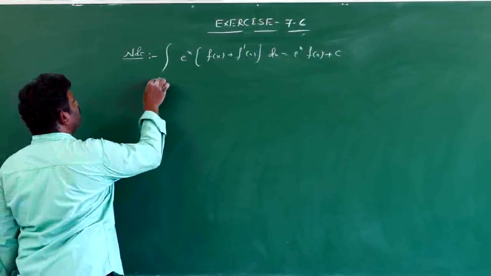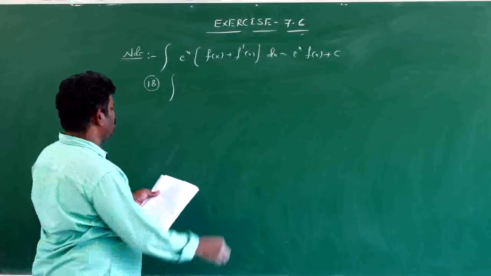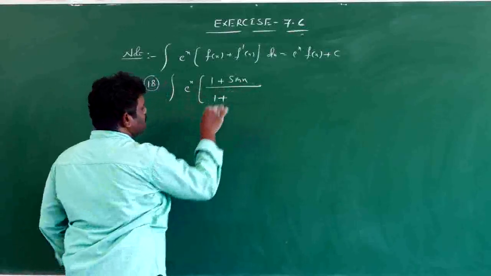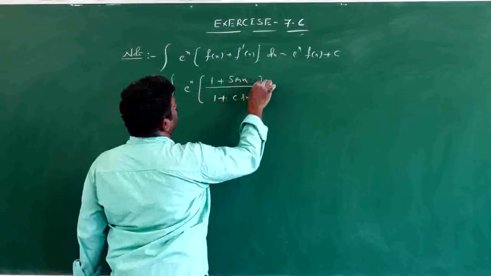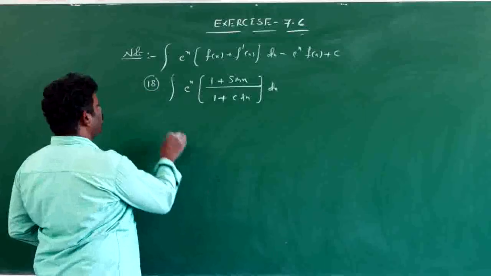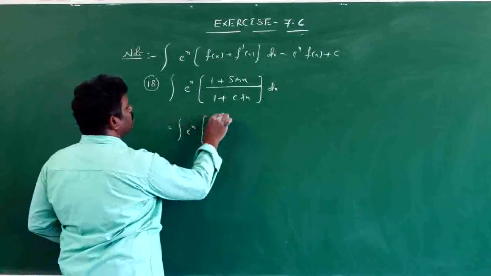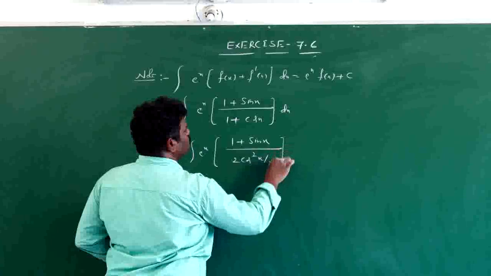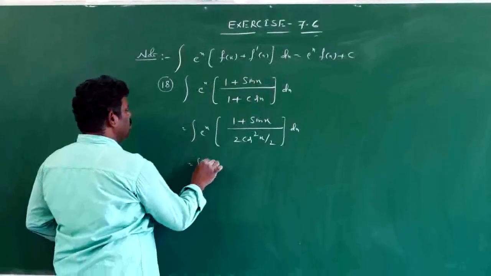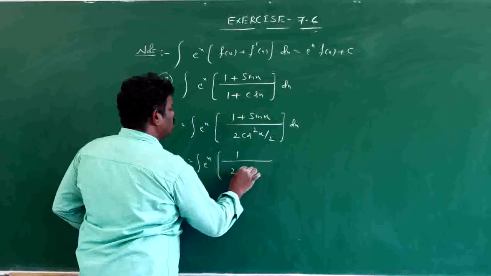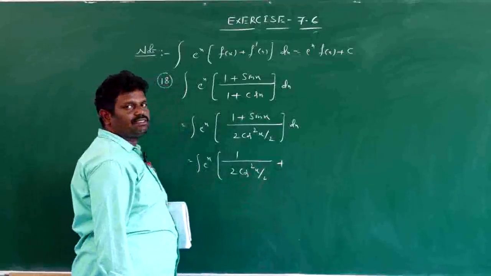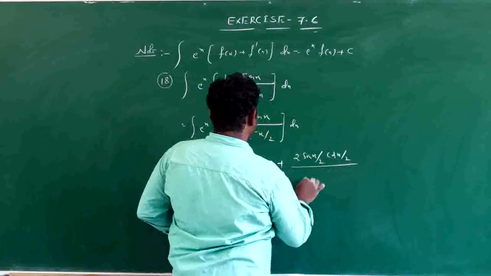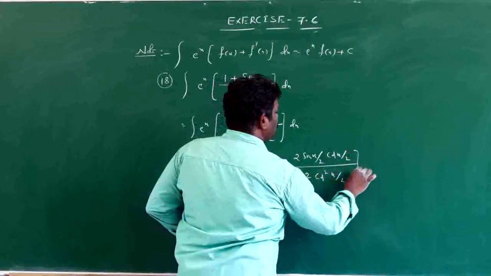The 18th one is important, and it was a previous CET and board question also: the integral of e^x into (1 + sin x)/(1 + cos x) dx. First we simplify using the trigonometric formulas: 1 + sin x over 2cos²(x/2), that is the integral of e^x into (1/2)cos²(x/2) plus sin x written as 2 sin(x/2) cos(x/2), divided by 2cos²(x/2), dx.